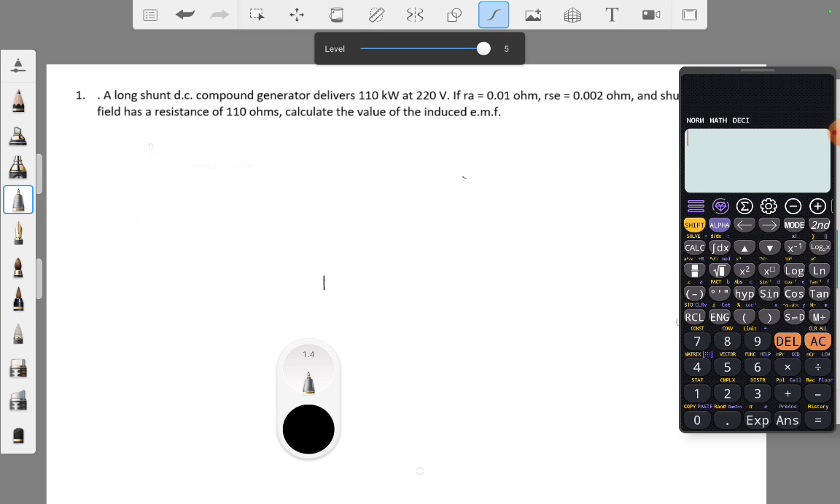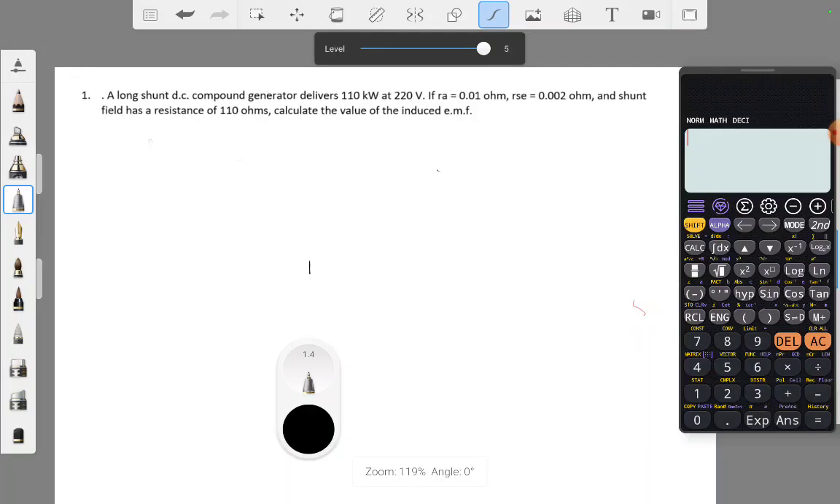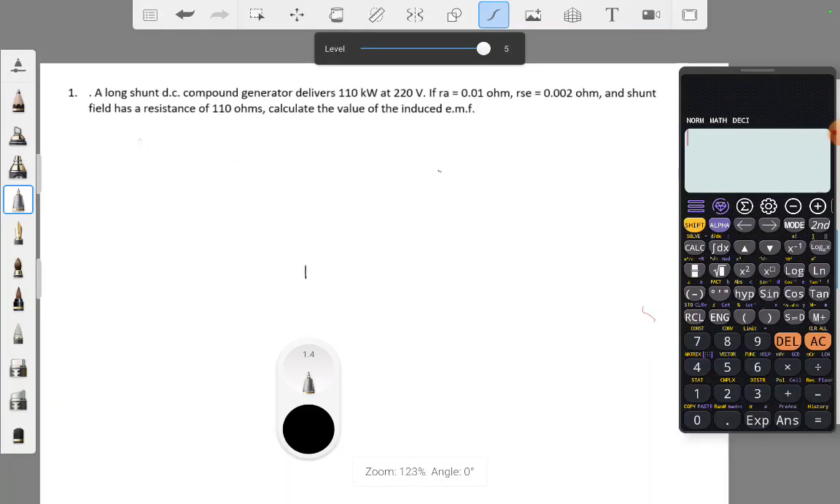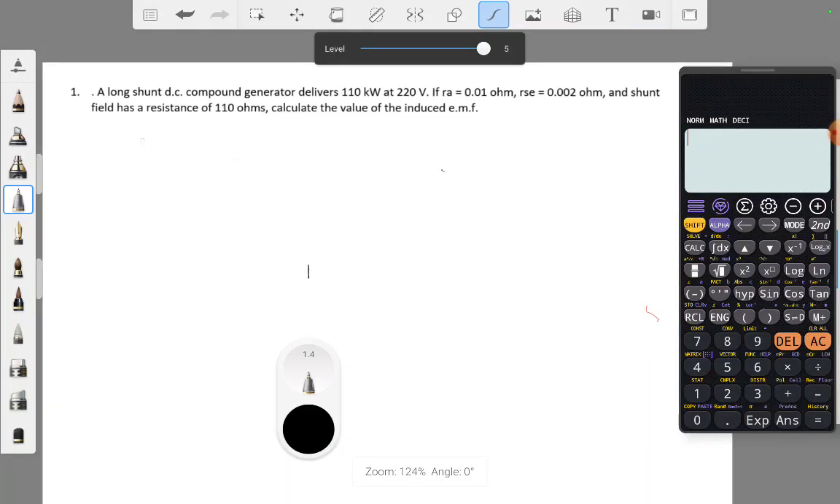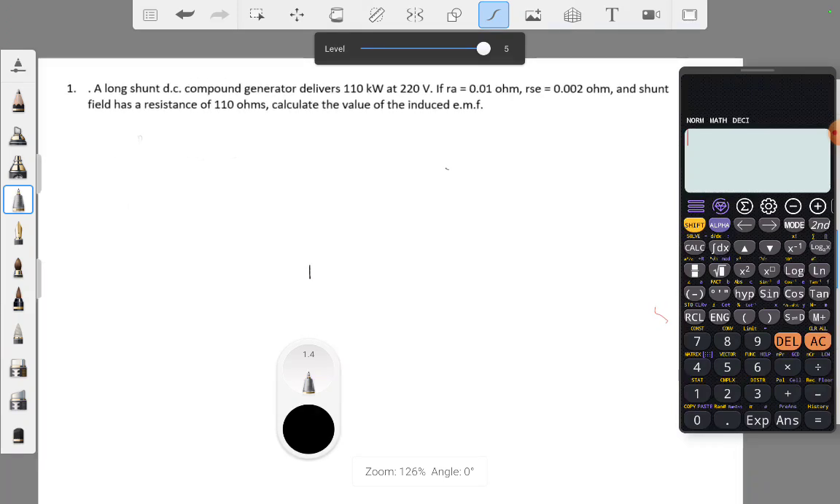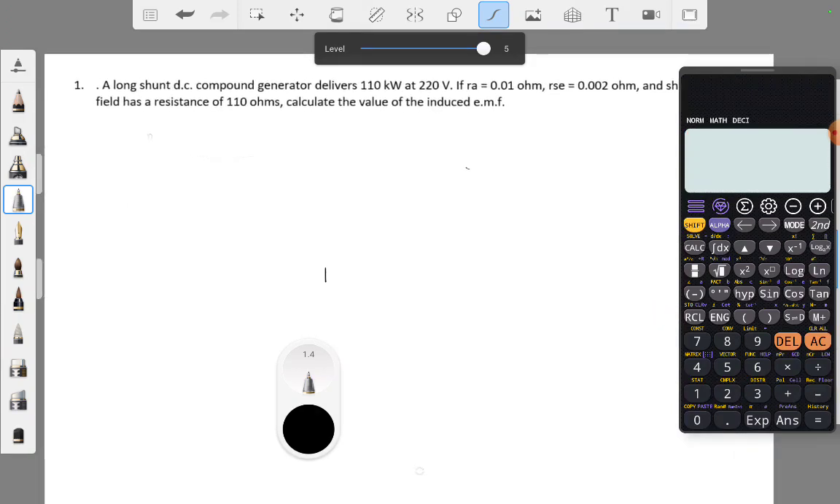So if RA is equal to 0.01 ohm, RSE or our series field winding is equal to 0.002 ohm, and the shunt field has a resistance of 110 ohms, calculate the value of the induced EMF.